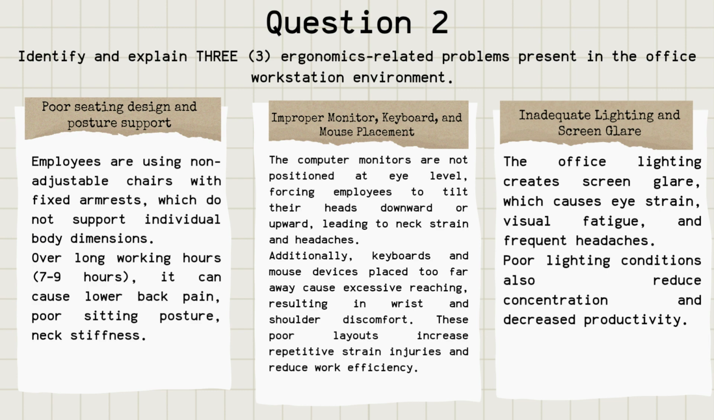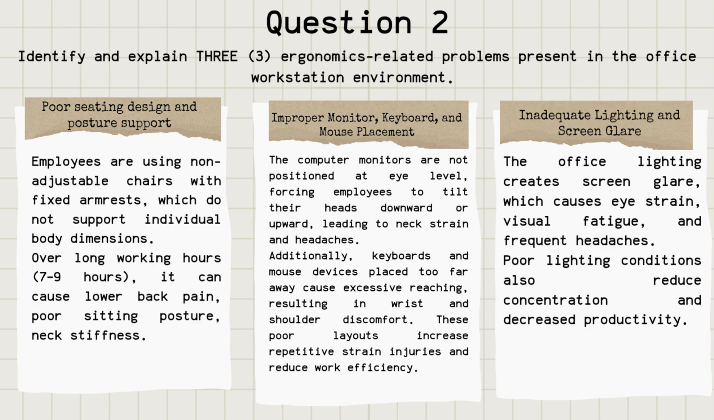Question 2 is to identify and explain 3 ergonomics related problems present in the office workstation environment. So the first one is poor seating design and posture support. Employees are using non-adjustable chairs with fixed armsets which do not support individual body dimensions. Over their long working hours, it can cause lower back pain, poor sitting posture, and neck stiffness.